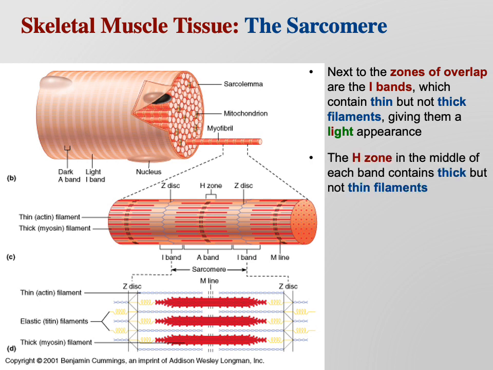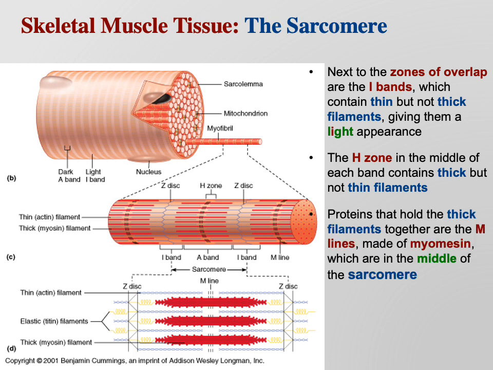The H zone is the part in the middle, right smack dab in the middle. So you can see in that middle illustration, the H zone contains thick but not thin filaments. That's the part where there's only a thick filament but no overlap of thin filaments, called the H zone.